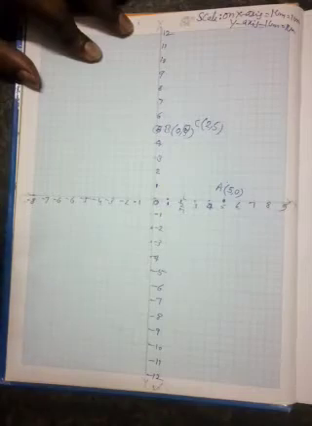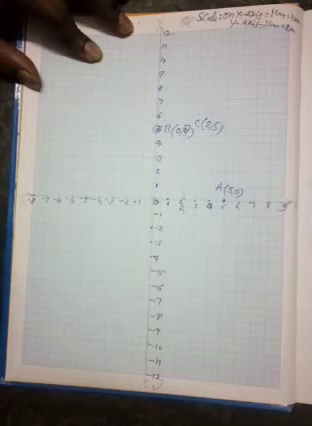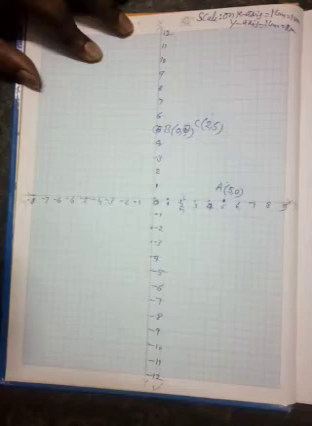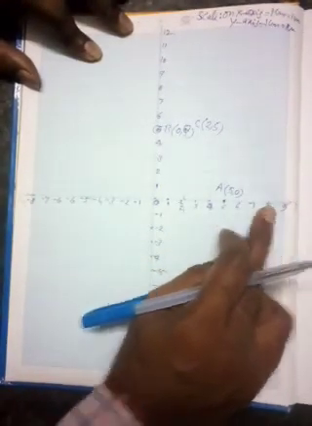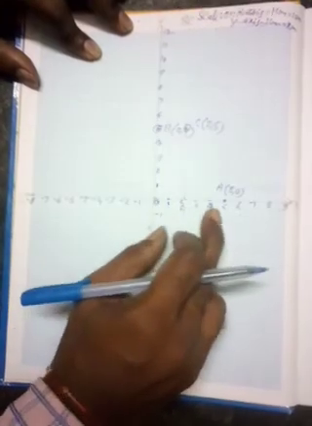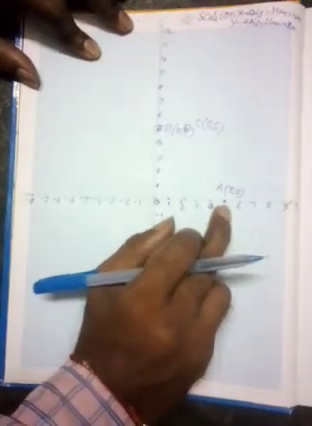What is the x coordinate? 5. It is a positive number. So we have to move along the positive x axis. How many units from the origin? 5 units. So we have reached here.